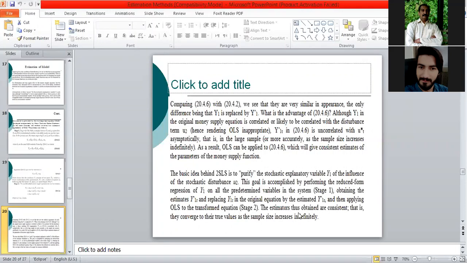So the estimates obtained are consistent, that is, they converge to their true value as the sample size increases indefinitely. This is the method involved in the application of 2SLS to get the numerical values of the structural parameters of the overidentified equations.